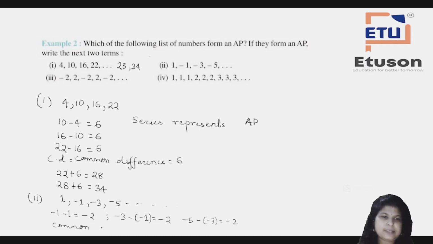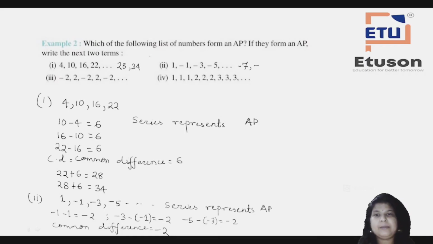So here the common difference is how much? The common difference is -2. So this series represents AP, right? As there is a common difference of -2 in the series. So what will be the next two numbers then? The next two terms will be -7 and -9, right? -7 and -9, correct?